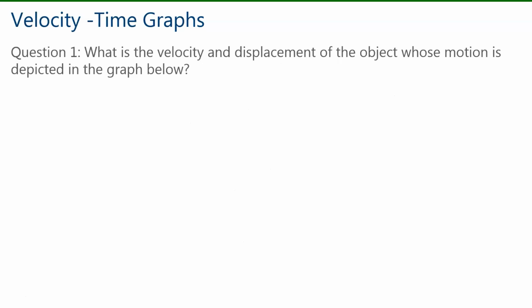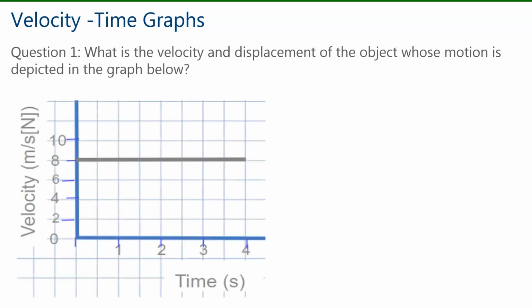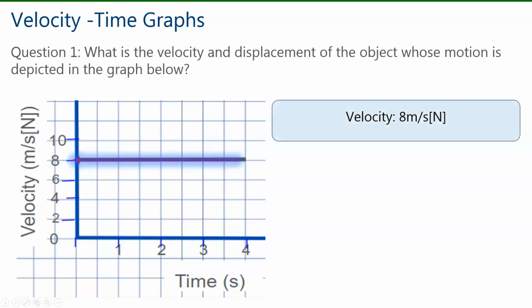Our first question is, what is the velocity and displacement of the object whose motion is depicted in the graph below? So first we're going to find the velocity. To find the velocity, we're going to read it off the graph, off the y-axis, and if we go straight across from our line, we can see that the velocity is 8 meters per second north.